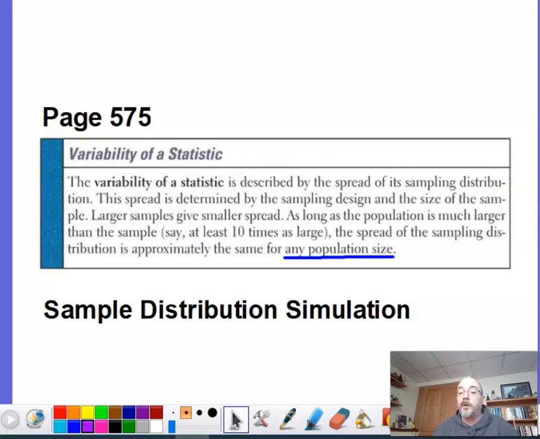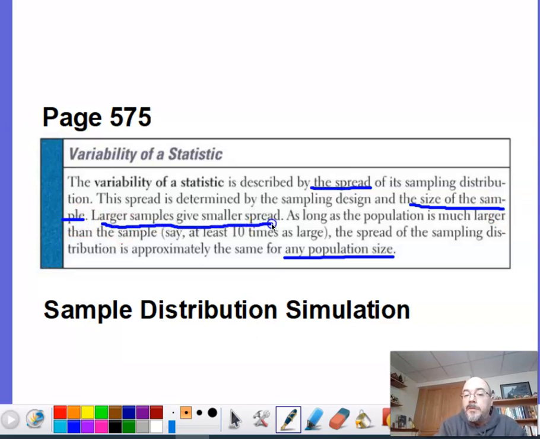Variability of a statistic. The variability of a statistic is described by the spread of its sampling distribution. This spread is determined by the sampling design and the size of the sample.